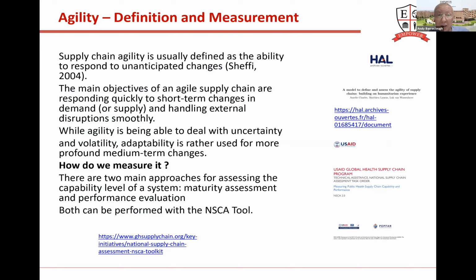How do we measure agility? Well, here are a few places where you can measure agility. I'm not going to say much more about it, except there are established tools in how you measure how agile your procurement is.